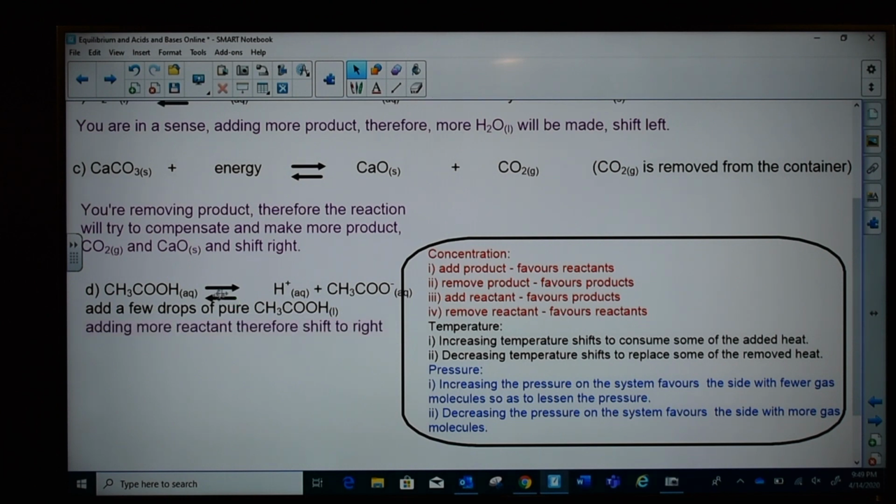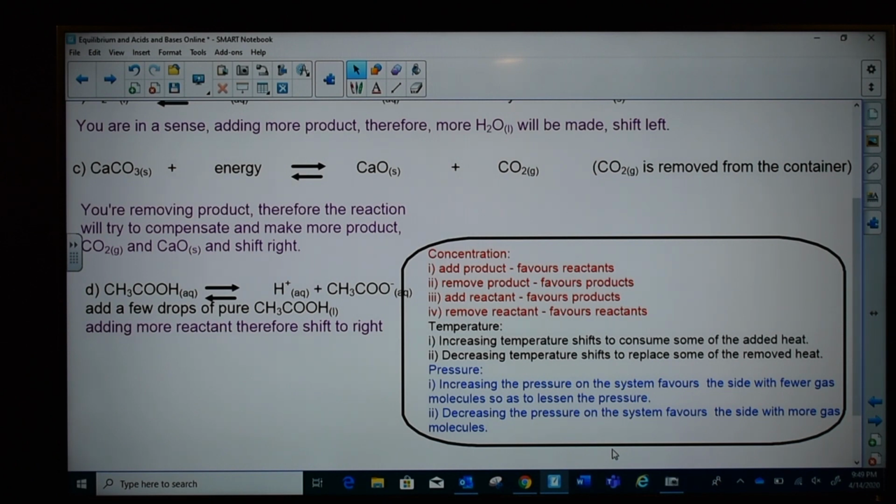Okay? So the suggestions I have for you, if you're adding reactant, it's going to shift to the right. Adding product, it's going to shift to the left. You take away reactant, it's going to want to make more, so it will shift to the left. So these ones are pretty straightforward. Temperature, the advice I have is just treat that temperature, that energy, as if it were a chemical. So if you're removing energy, treat it like you were removing a chemical.